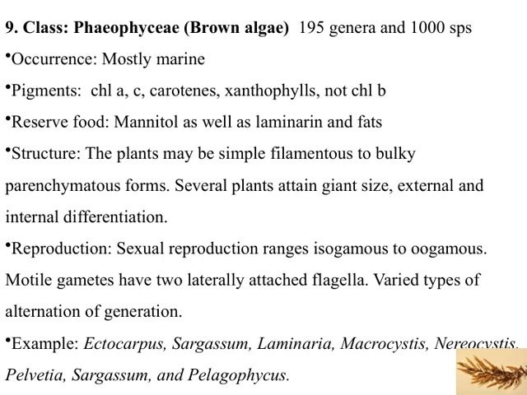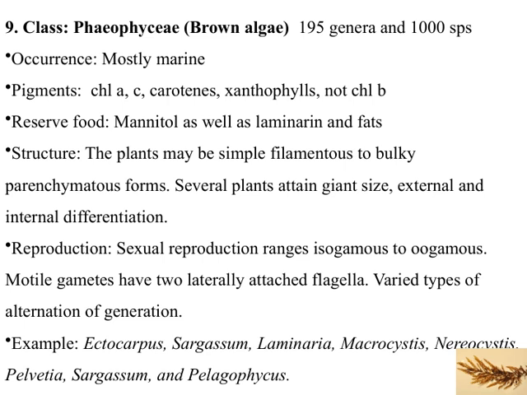Their motile gametes typically have two laterally attached flagella, aiding in movement. Additionally, they display various types of alternation of generations, which adds to their reproductive complexity. Examples of brown algae include familiar names like Sargassum, Laminaria, Macrocystis, Nereocystis, Pelvetia, and others like Ectocarpus. These species highlight the diversity within this group and their significance in marine ecosystems.